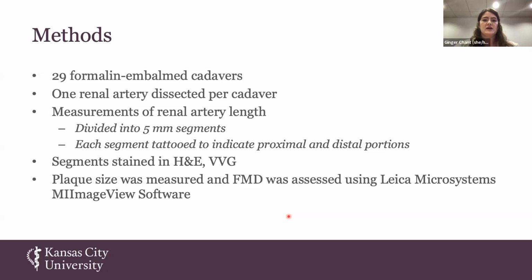We only used Kansas City donors instead of both Kansas City and Joplin due to cost. The cost of the histology was extensive, so we wanted to keep that in mind, and that's why we just chose to use the Kansas City donors.